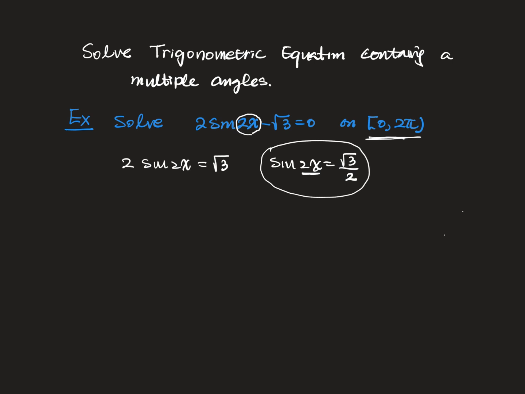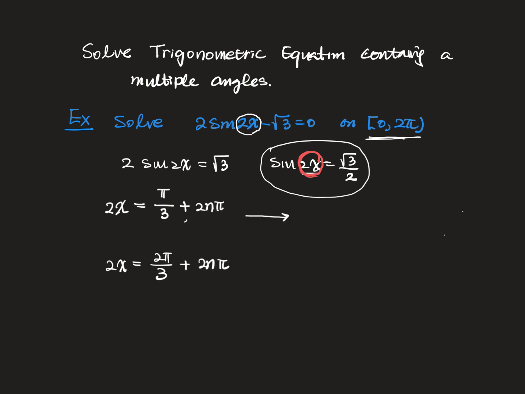Let's think about this as one big angle, okay? First you think about the angle on the unit circle. So 2x is a big angle. What angle has a sine value of square root 3 over 2? The angle is pi over 3. Another one is 2x equals 2 pi over 3. That's the unit circle, right? Then you add what? We are looking for the general angle, so plus 2n pi.